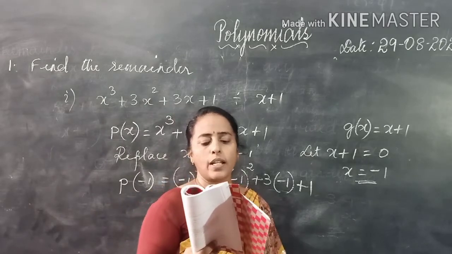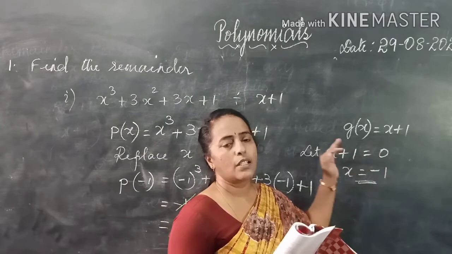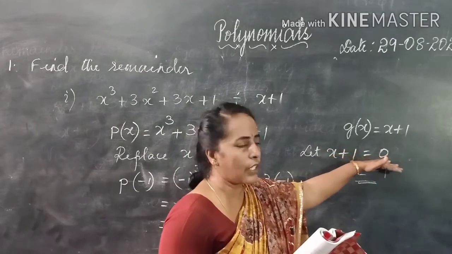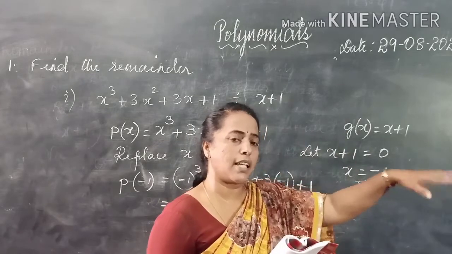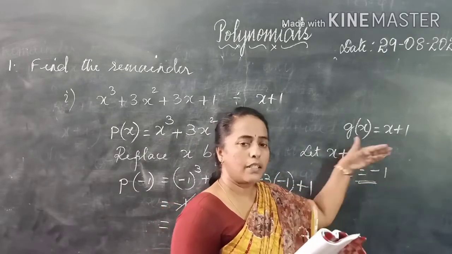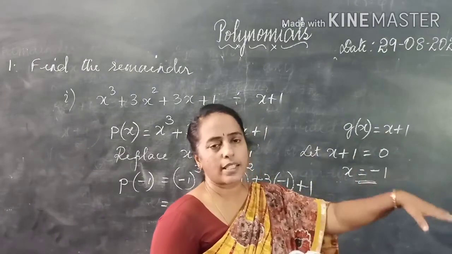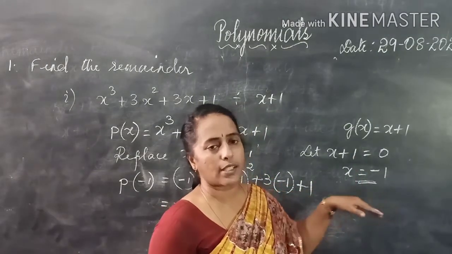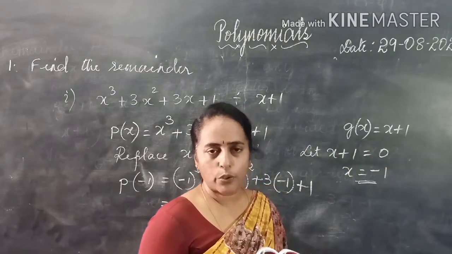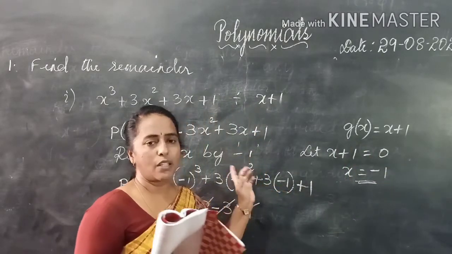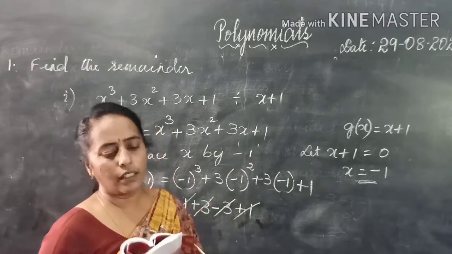Next, the last one, 5 plus 2x. The divisor is 5 plus 2x. So now 5 plus 2x equals 0. In the next step, 2x equals minus 5, taking this plus 5 to that side. Then x equals minus 5 divided by 2, since 2 goes to the denominator because 2 into x is there. Replace x by minus 5 by 2 and simplify it, and you will get the remainder.